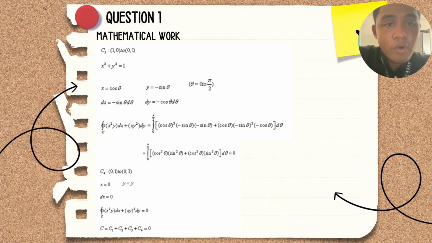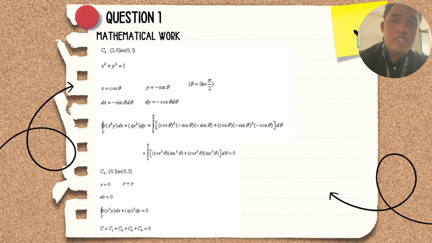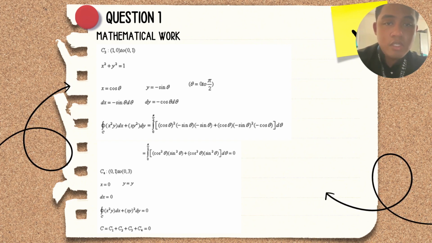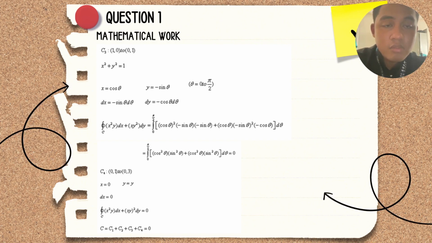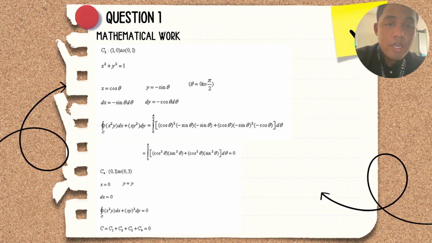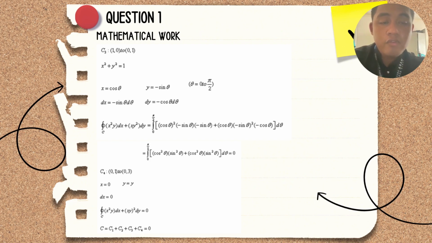And then we move to C4. From (0,1) to (0,3) we use x equals 0 and y equals y, and we get dx equal to 0. Then we insert into the equation, and for the final answer we get C4 equals 0. We add all of the values for C1, C2, C3 and C4, and for the final answer we get 0 for the C value.